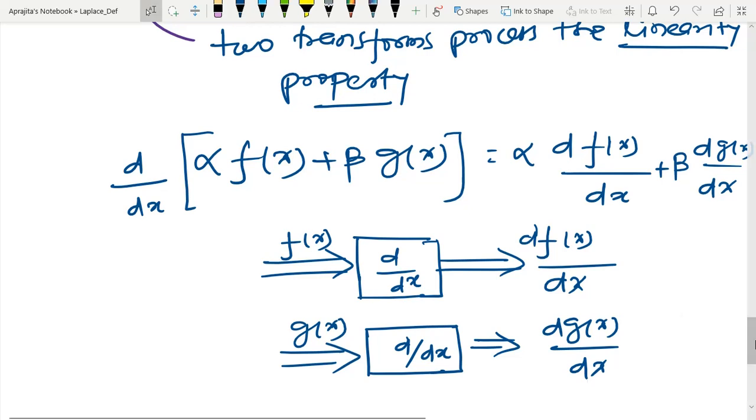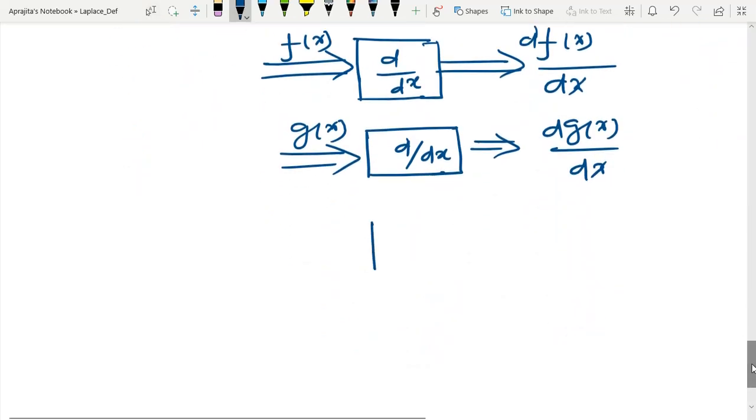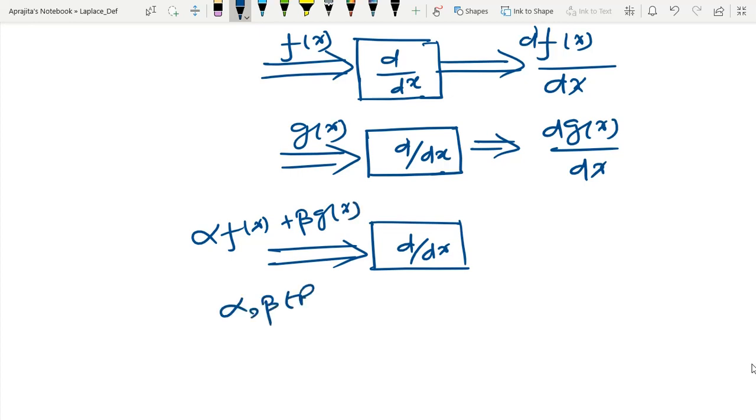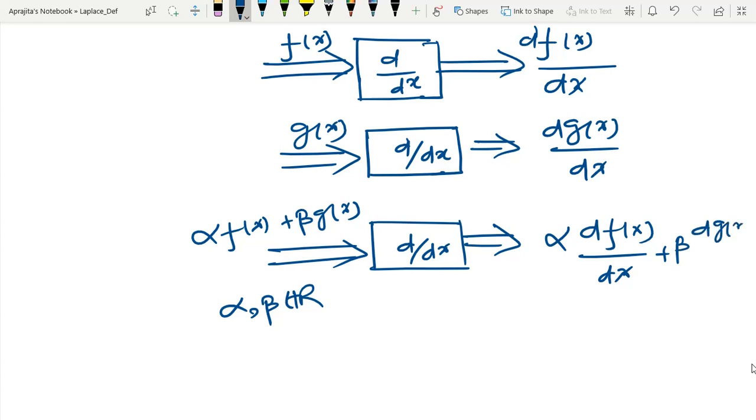And finally, if I take the same system, that is d/dx, and if I apply alpha f(x) plus beta g(x), where alpha and beta are some kind of real number or a scalar, you can say, then I will obtain alpha df(x)/dx plus beta dg(x)/dx. So whenever I have something like differentiation, that will satisfy the linearity property.